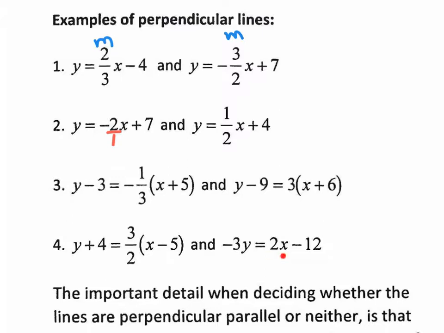Now, in order for you to see the slope of this one, it has to be in slope-intercept form. So we would divide by -3, divide by -3, divide by -3, and we'd have a new equation, y equals -2/3 x plus 4. So we could clearly see the m is 3/2 on the first one, and the m is negative 2/3 on the second one, and that is an opposite reciprocal slope of each other, right? So those are all examples of perpendicular lines.